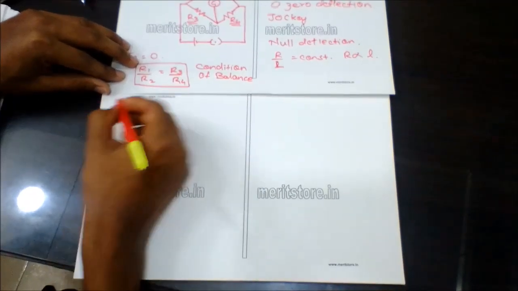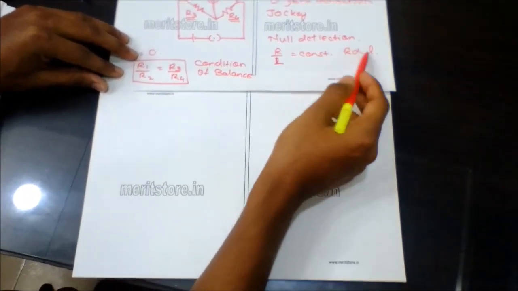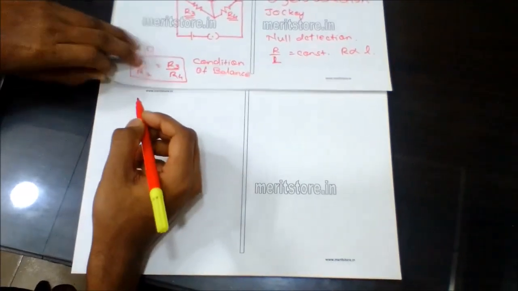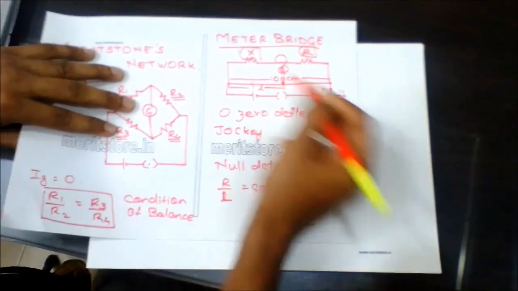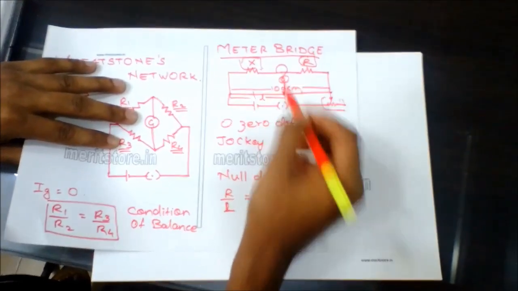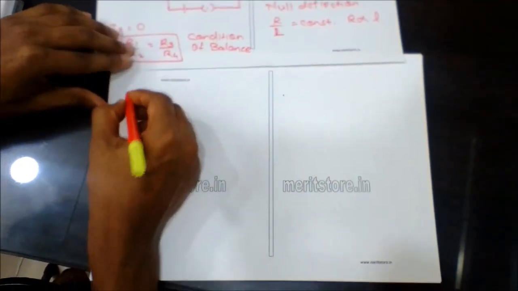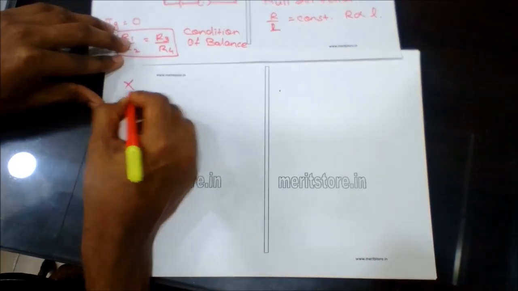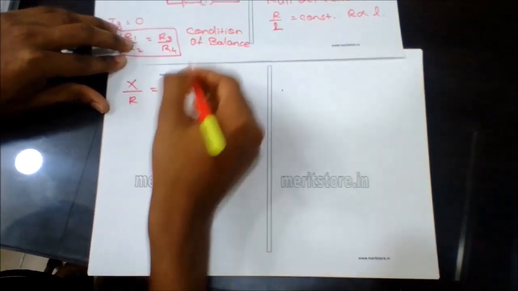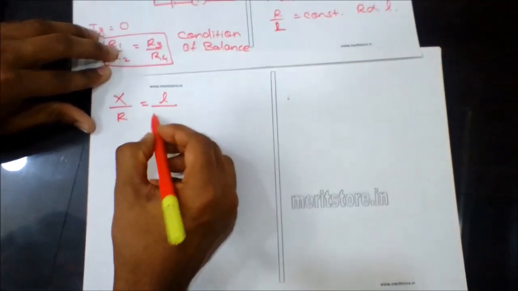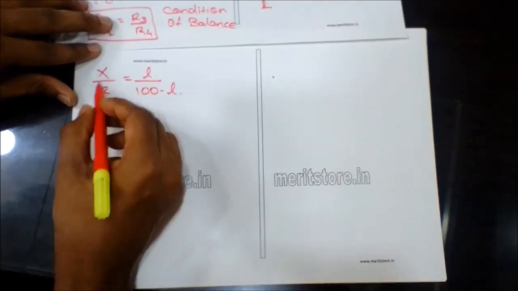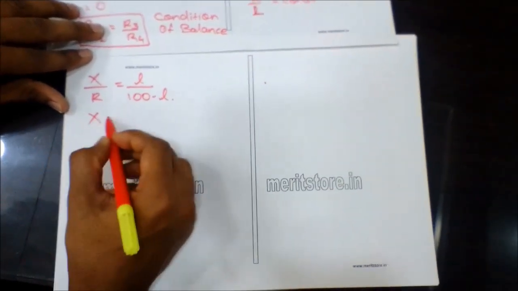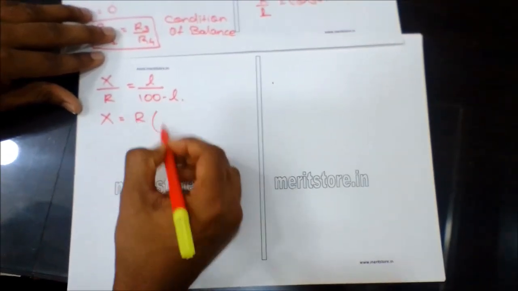So since the resistance at any point is proportional to the length of the wire, as we saw in the previous case, when the jockey is touched at point L, there is zero deflection in the galvanometer, and hence the relation is X upon R is equal to the length L divided by the remaining length, which is nothing but 100 minus L. From this relation, the value of unknown X can be found out.